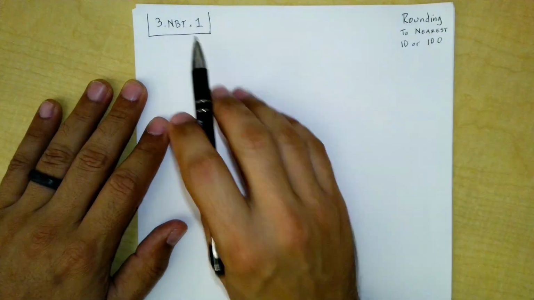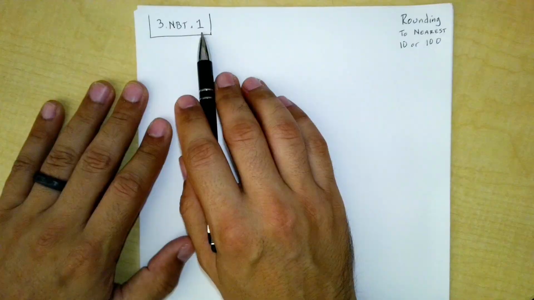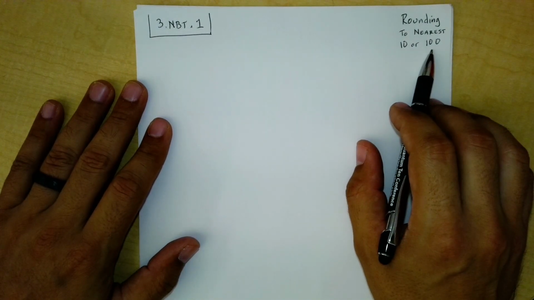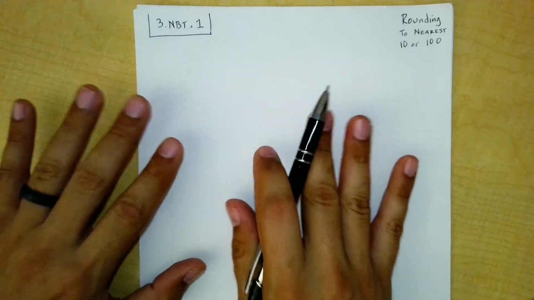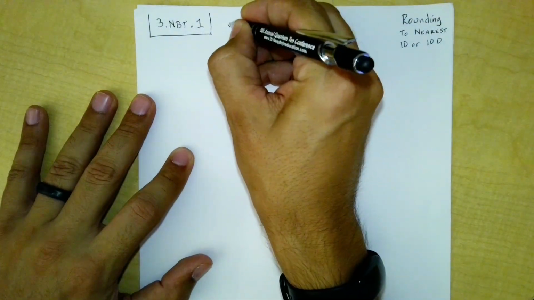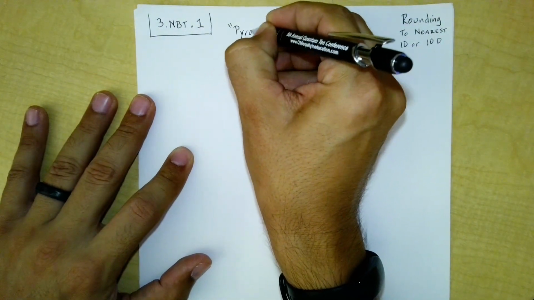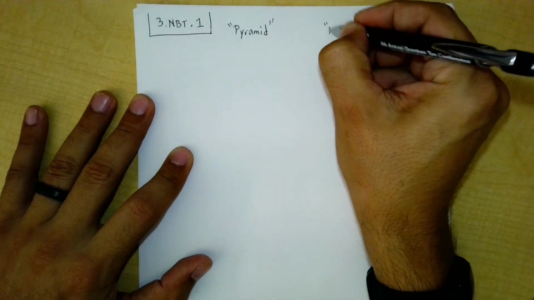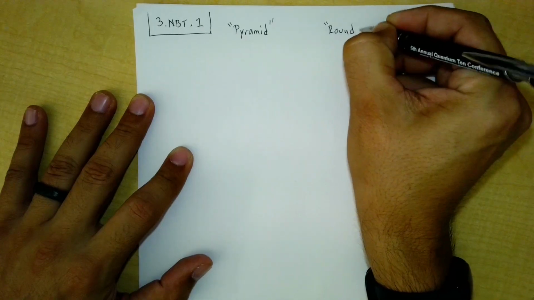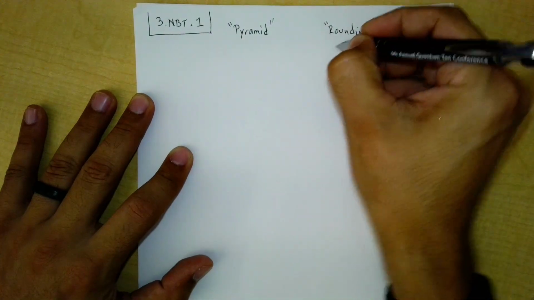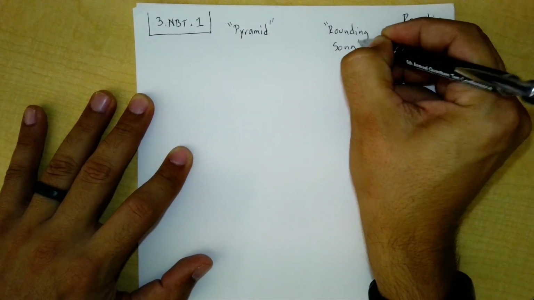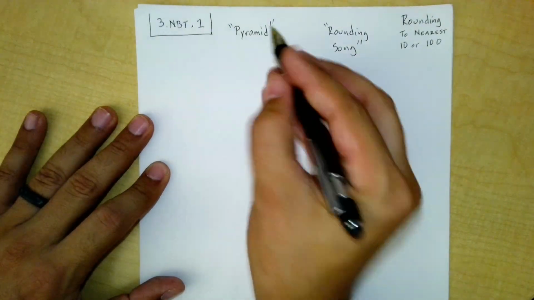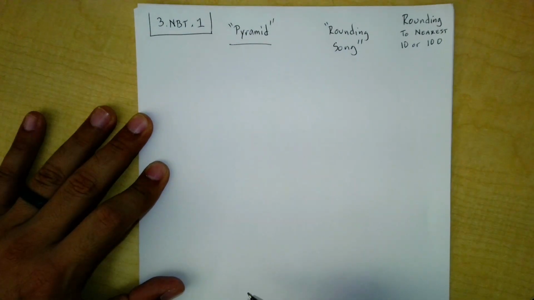Okay, today we're talking about 3.NBT.1, which is rounding to the nearest 10 or 100. Now there's two main strategies that I like to use. I like to use the pyramid strategy, and then I also have a rounding song. These are my two primary strategies. There are others, but these are the ones I'm going to be using today. So let's first talk about the pyramid strategy.